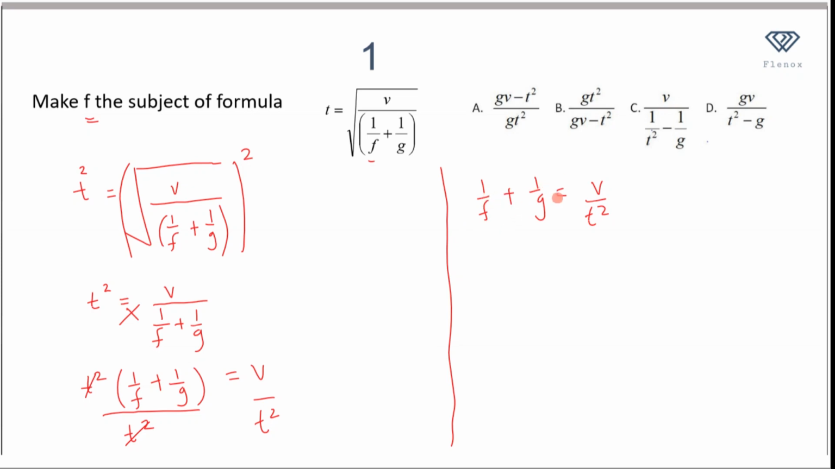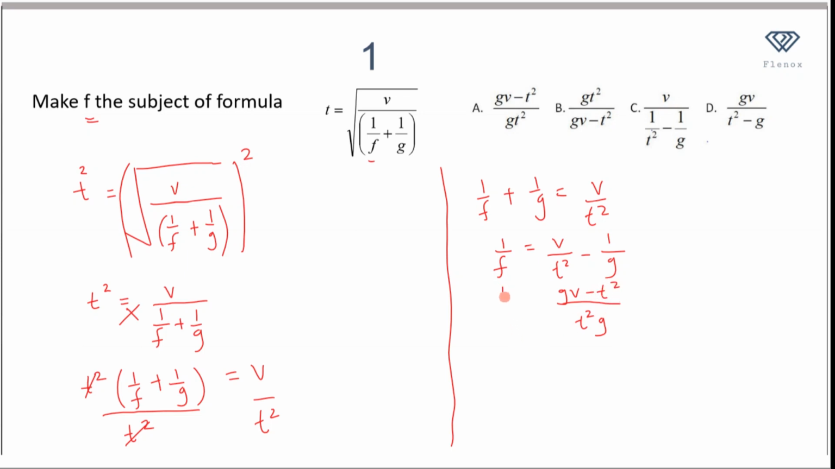So now we can subtract 1 over g from both sides, which is the same as bringing 1 over g to this side. So we have 1 over f is equal to V over t squared minus 1 over g. So now these two terms, we can find the LCM, and the LCM of these two is t squared g. So t squared g in t squared g will give me g. g times V will give me gV. And t squared g in t squared g will give me... t squared times minus 1 will give me minus t squared.